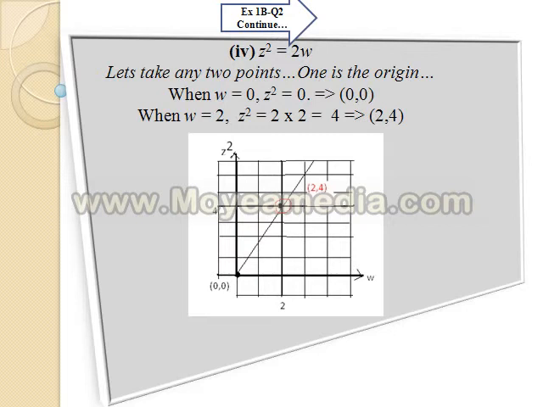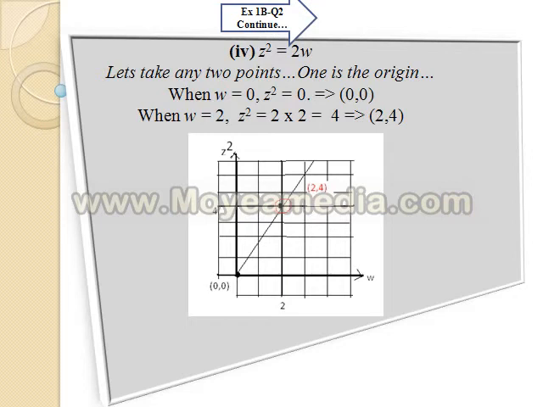Definitely I will get z square is equal to 0. So one point is 0, 0, the other one I took w is equal to 2. In fact, you can take any point, guys. So I took w is equal to 2, placing the 2 in the place of w, z square is equal to 4. The other point is 2, 4.